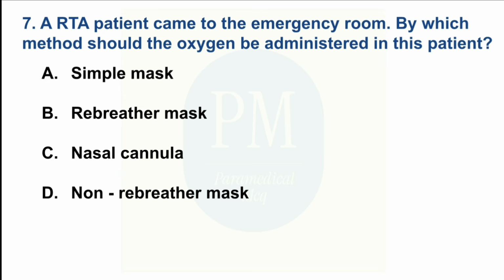A RTA patient came to the emergency room. By which method should the oxygen be administered in this patient? Option A, simple mask. Option B, rebreather mask. Option C, nasal cannula. Option D, non-rebreather mask. The correct option is option D, non-rebreather mask.